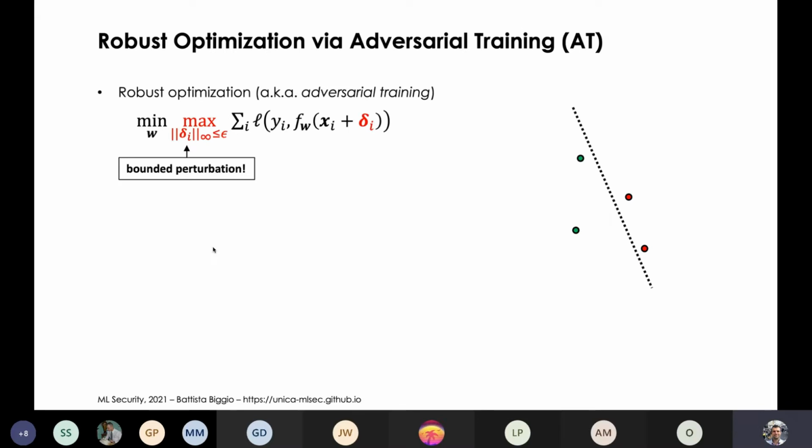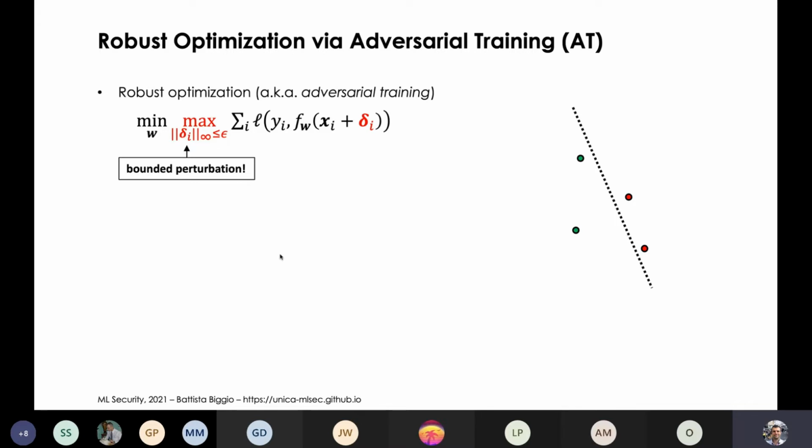All right, so the first approach is basically a very simple idea. What we have done so far in the previous lectures was to basically create samples that can evade detection, right? So we discussed a couple of algorithms that create attack samples, evasion samples.